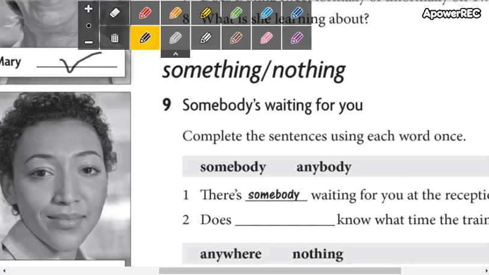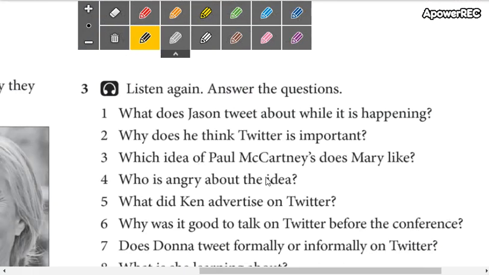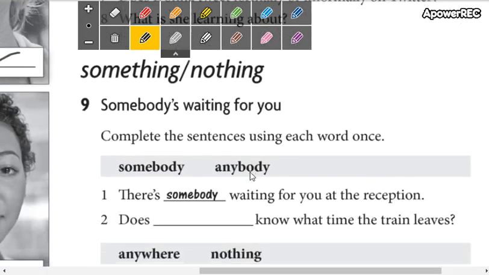Did you finish the previous activity? Okay, so we are going to continue with something and nothing. Somebody's waiting for you. Ahora, cada vez que utilicen la palabra something, nothing, everything, anywhere, nowhere, somebody, siempre tómenlo como singular. No importa si dicen everywhere, tómenlo como singular.